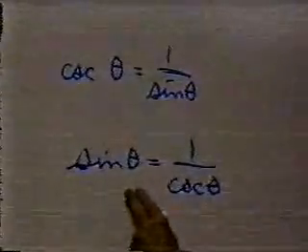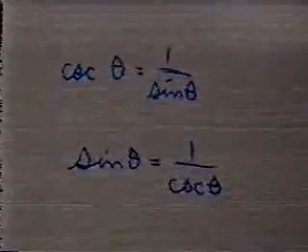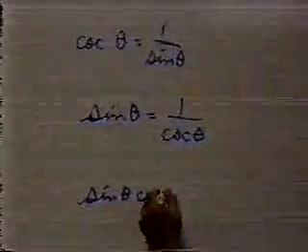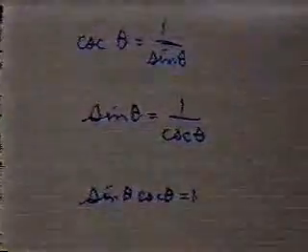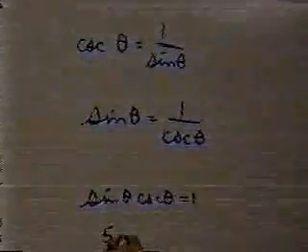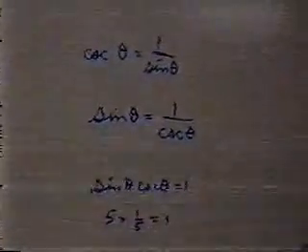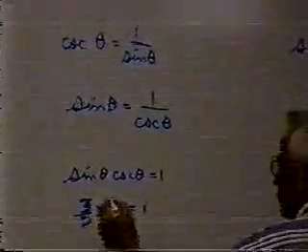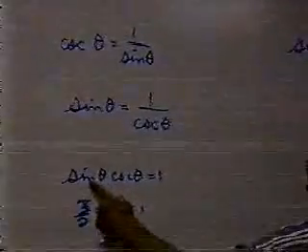Okay? All I'm doing is switching places here. All I'm doing is saying memorize this one. Also, you need to know that the sine of theta times the cosecant of theta is equal to 1. They're reciprocals of each other. Reciprocal means 5 times 1 over 5 is equal to 1. It means 3 halves times 2/3 is equal to 1. It means this times its reciprocal is equal to 1.